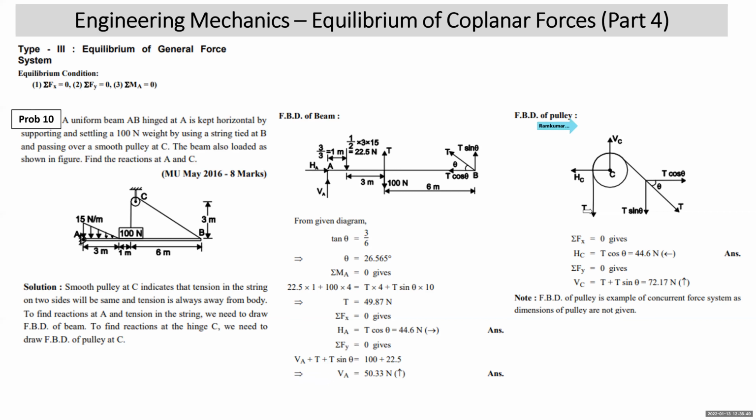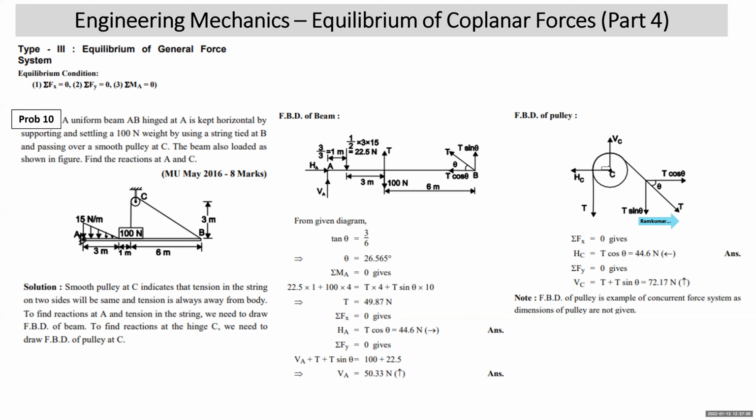FBD of the pulley, when you draw it, you'll have to show tension T away from here. You have to show tension T. Dimensions of the pulley are not given. So this becomes an example of a concurrent force system. This angle is theta. So we resolve it on the tail side, T cos theta and T sine theta.